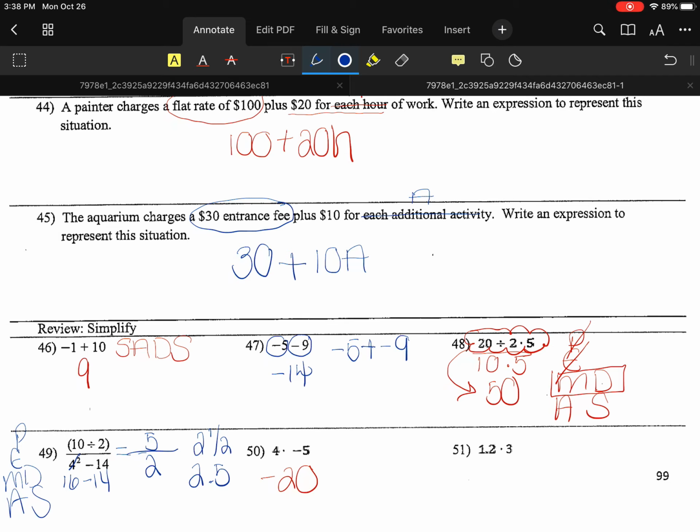Number 51, we have 1.2 times 3, and that is a decimal. That's 1.2. So I'm going to do it off to the side. If you have a calculator, you can just punch it in because it's a one step. But for those of you that don't have a calculator, if you remember from 6th grade, you do not need to line up the decimals to multiply. So I'm just going to put the 3 under the 2. 3 times 2 is 6. 3 times 1 is 3. And since you have one decimal place in 1.2, you're going to have one decimal point in your answer. So my answer to number 51 is 3.6.